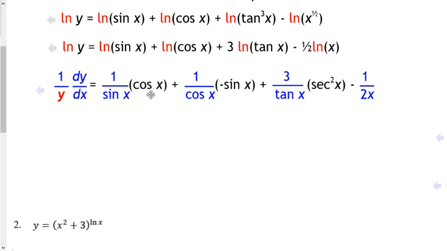Similarly, the derivative of ln cos x will be 1 over cos x times the derivative of cos x. 3 times the derivative of ln tan x will be 3 over tan x times the derivative of tan x. And then 1/2 times the derivative of ln x is 1 over 2x.